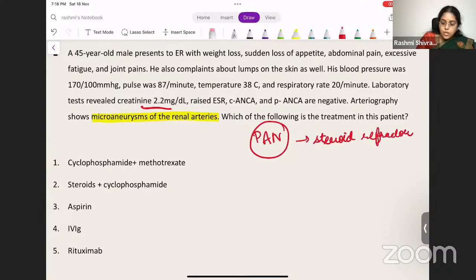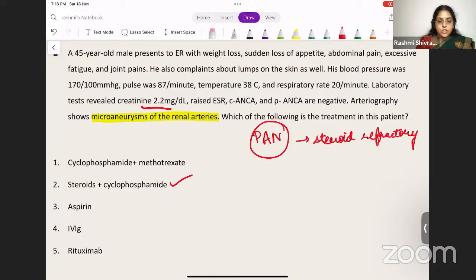But there are not many drugs which can be given along with this. So for this patient, what will you give? You need to give steroids plus cyclophosphamide. That is the ideal treatment. But anyway, these patients have a poor prognosis. So steroids plus cyclophosphamide is the treatment, but we don't have any big response with that.